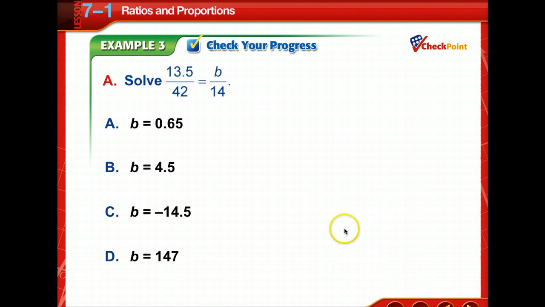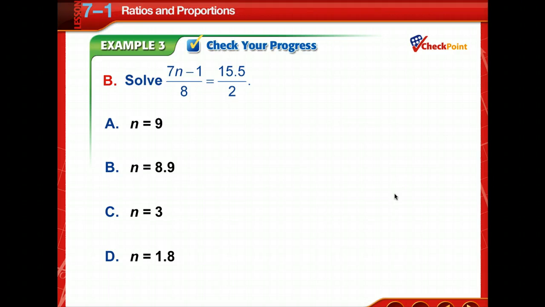All right, time for you to check your progress. So pause the video and come back and check your answer. Did you get 4.5? 42b is equal to 13.5 times 14, which is 189. So then I divide both sides by that 42 and I get 4.5.